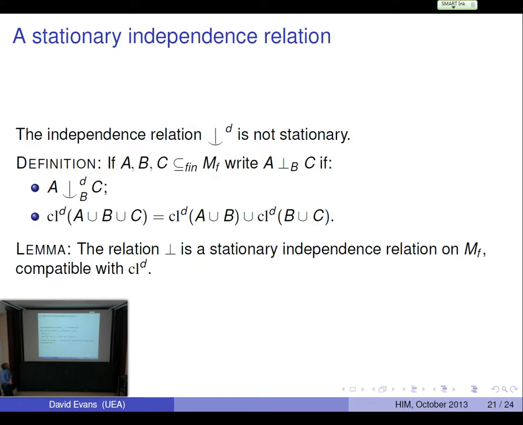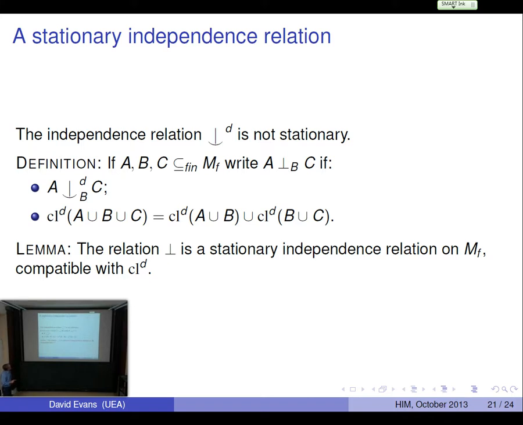Okay. Well, it's not a stationary independence relation. No, I'm not going to explain why. It's very easy to see that this is not a stationary independence relation, I promise.